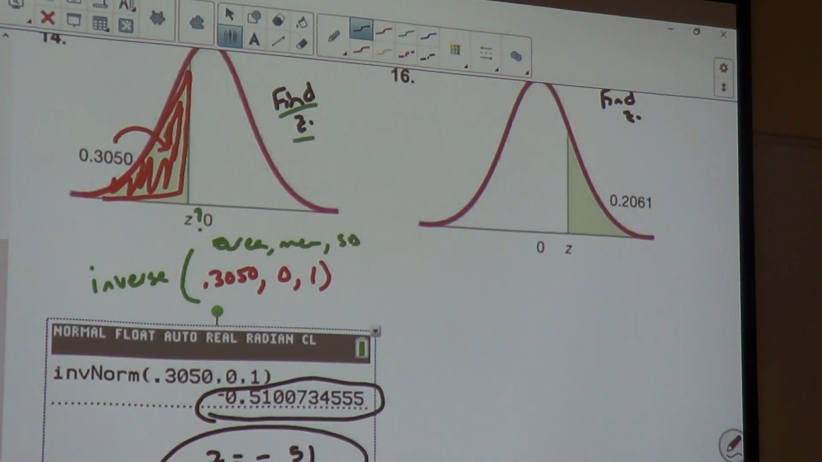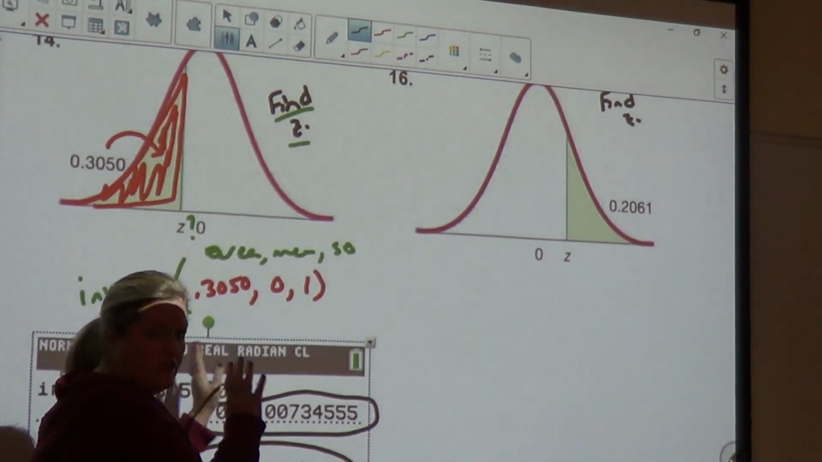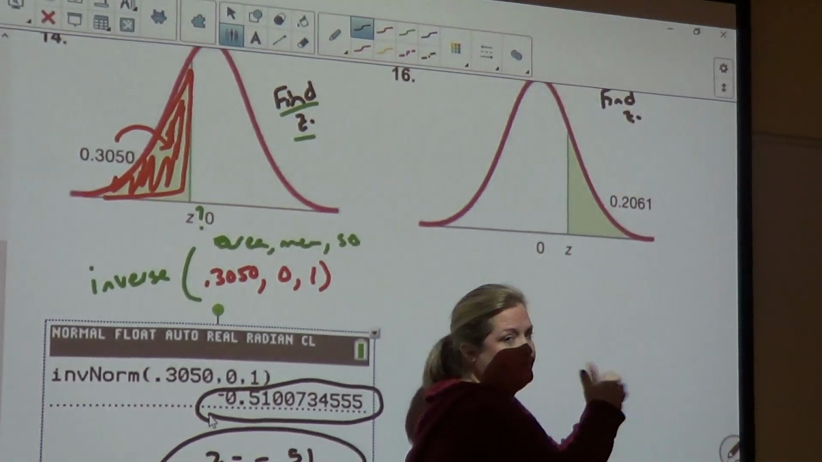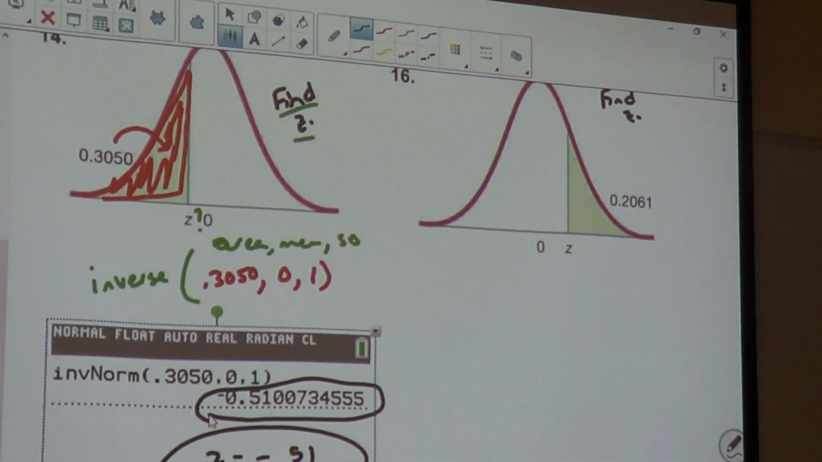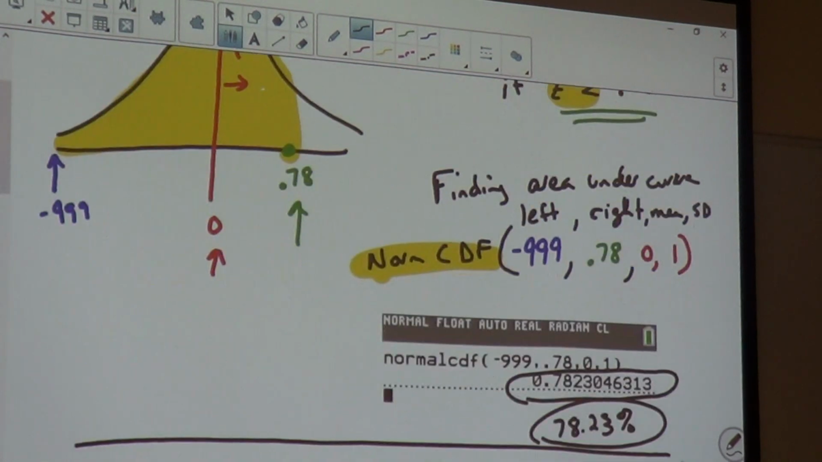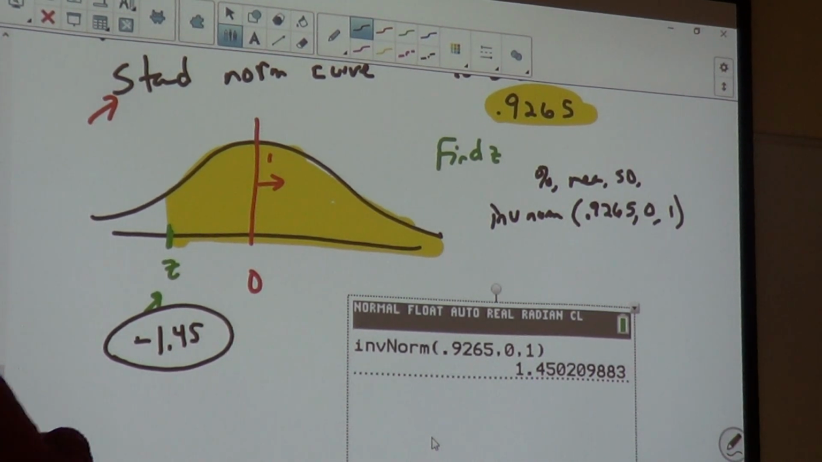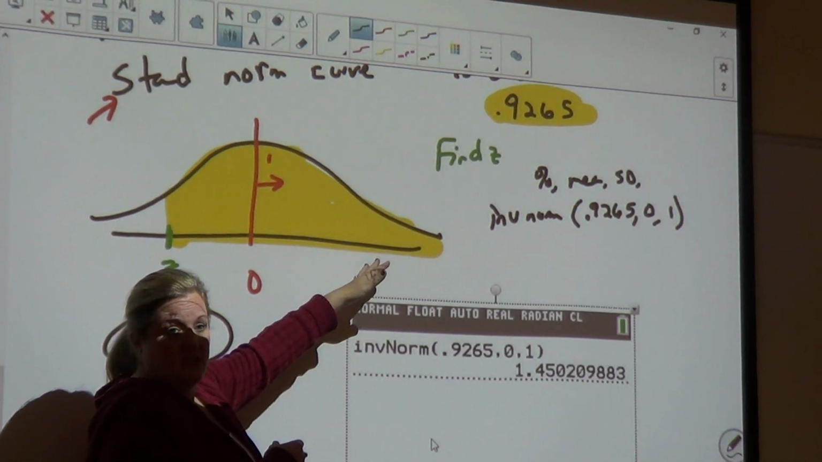Why this time did you give me the negative? If your shading is to the left, your z is going to be happy. To the left, to the left. But if it's to the right, we flip the sign. The reason we flip the sign is because it was to the right, so it wasn't happy. If your shading is not to the left, your z is not going to be happy. It's going to be the wrong sign.